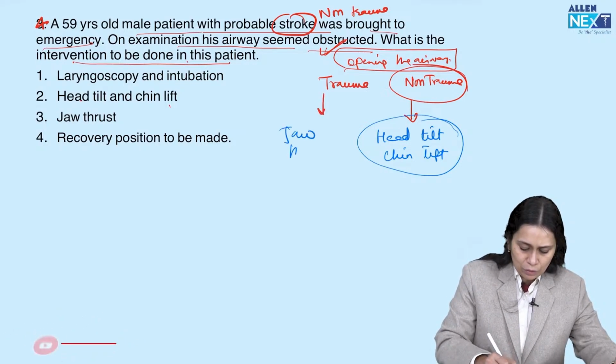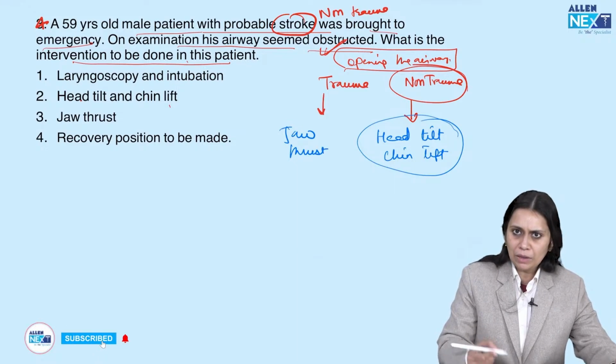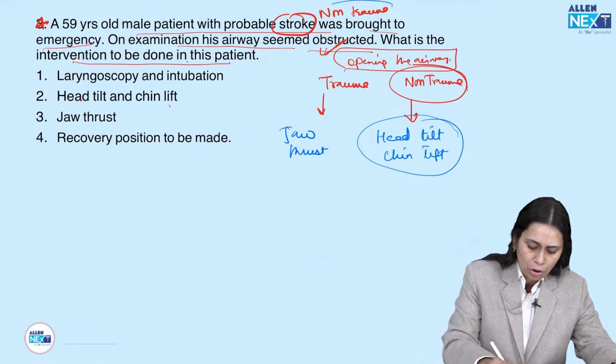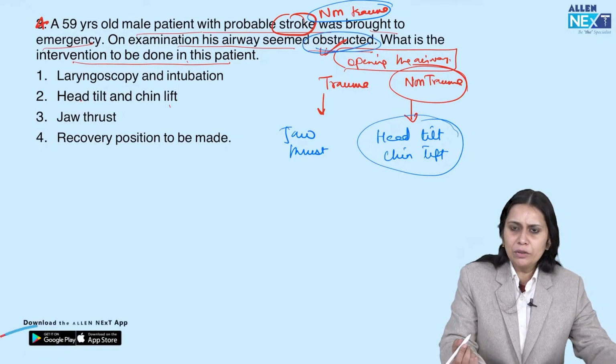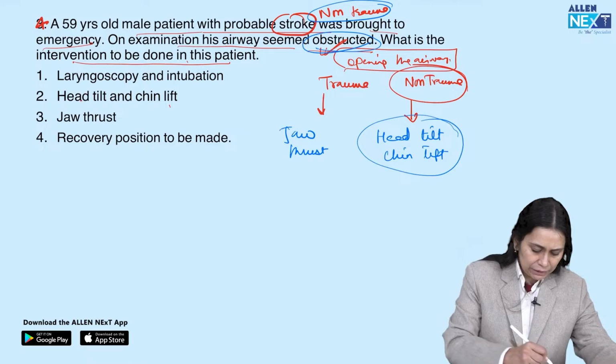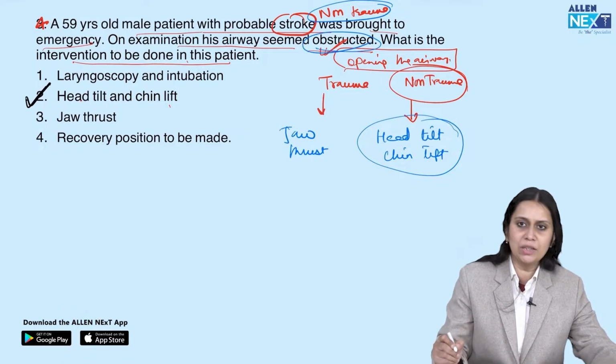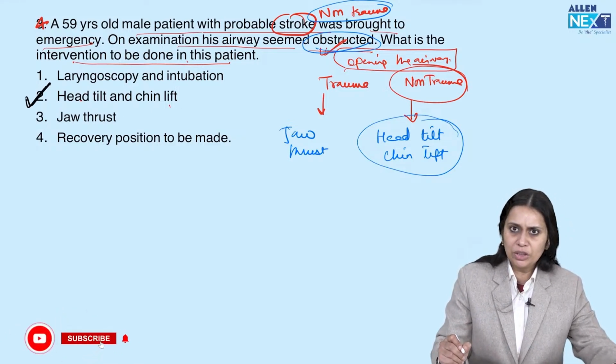So, why do we go for jaw thrust in trauma patient? I'll just tell in a moment. So, this is a non-trauma patient. It's an emergency obstructed airway. So, what is the immediate maneuver which we'll do? We will immediately do head tilt, chin lift. So, this should be the answer.